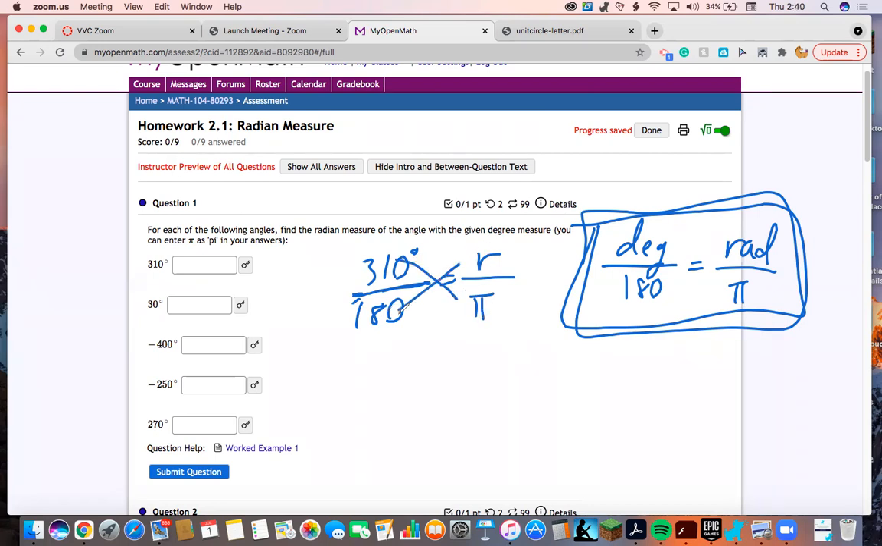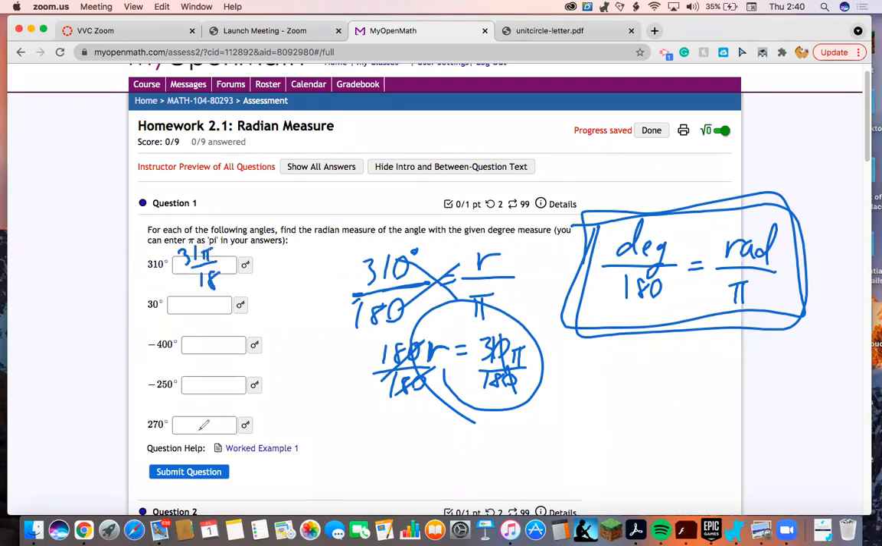And then you just kind of cross multiply like the olden days, and it'll be as good as gold. So we have 180 R equals 310 pi. And then we'll get the R by itself, and that's where you divide by 180. And we got ourselves a number of radians is 310 pi over 180. Or of course you can simplify that by doing like 31 over 18, 31 pi over 18, stuff like that. It's the same for all of these ones, just degrees out of 180 equals radians out of pi.